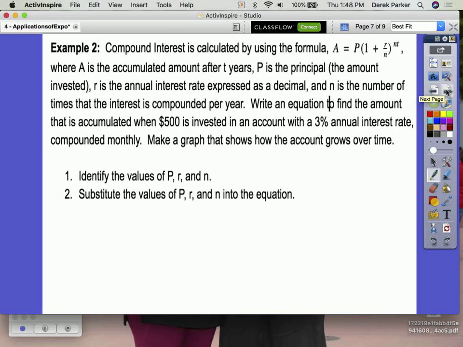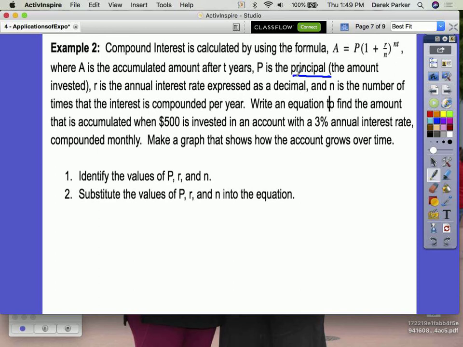Example number 2. Compound interest is calculated by using the formula A equals P(1 plus R divided by N) to the power of NT, where A is the accumulated amount after T years, P is the principal, the amount invested, R is the annual interest rate expressed as a decimal, and N is the number of times that interest is compounded per year. Write an equation to find the amount that is accumulated when $500 is invested with a 3% annual interest rate, compounded monthly. So, first step, identify the values of P, R, and N.